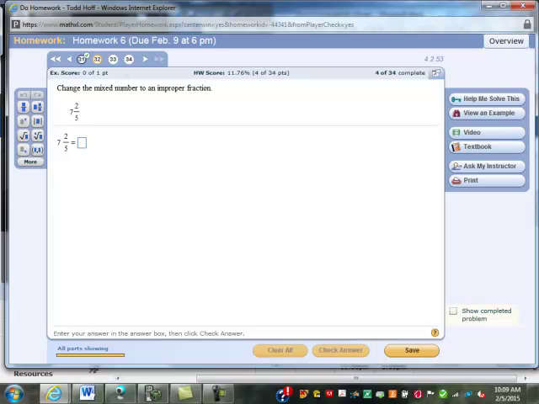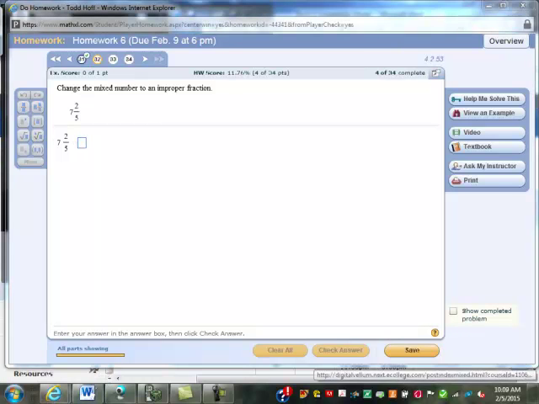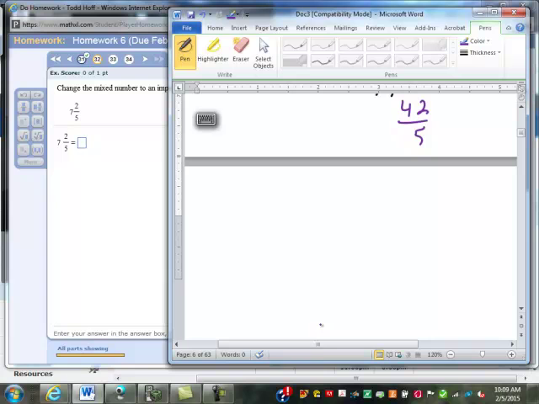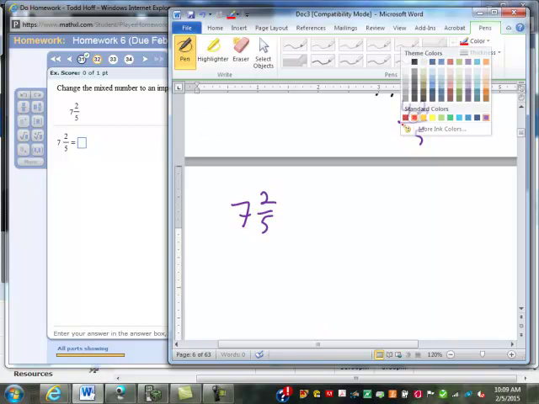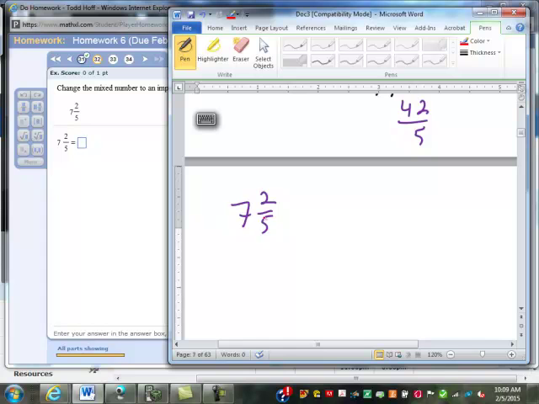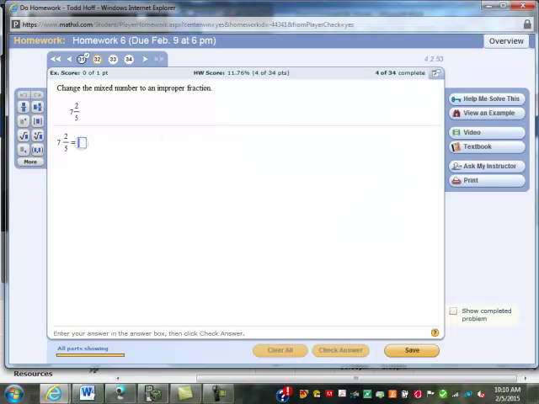Now doing from 7 2/5 back into an improper fraction. Remember what that's telling us to do is take these 7 whole objects and break them into pieces. Each of them is going to have 5 pieces. So 7 times 5 is 35 pieces, plus the 2 is 37 pieces, so 37/5. Now if it's just a simple fraction, you can actually get away with just typing 37/5, and it'll automatically convert it.